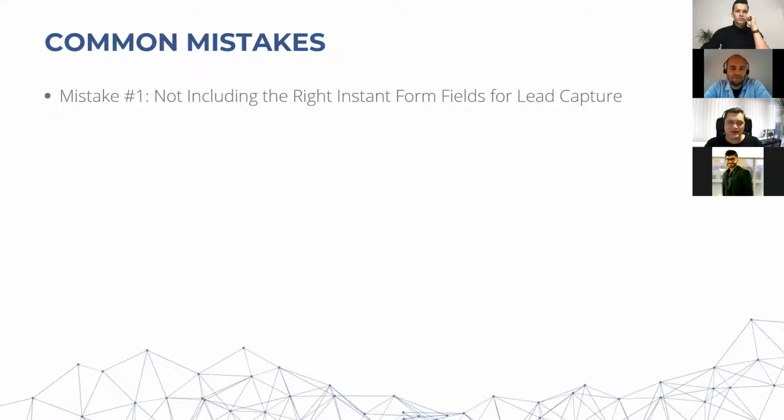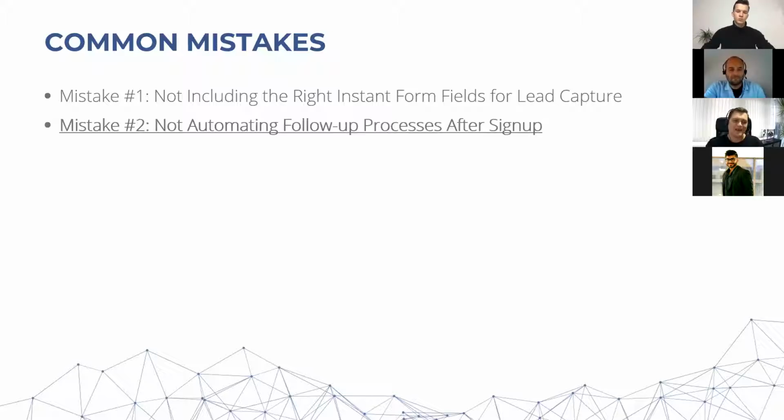It does matter because you can include such information also in the automations that I will show you later on. So if you need the company name, for instance, then add it, because you could use it in your automation. If you need something like the niche where the person is working in, then include it, because you can also use it in the automation later on, and write more specific and more direct messages in your email sequence. And mistake number 2, and this is what I highlighted, is not to automate the follow-up process after sign-up.